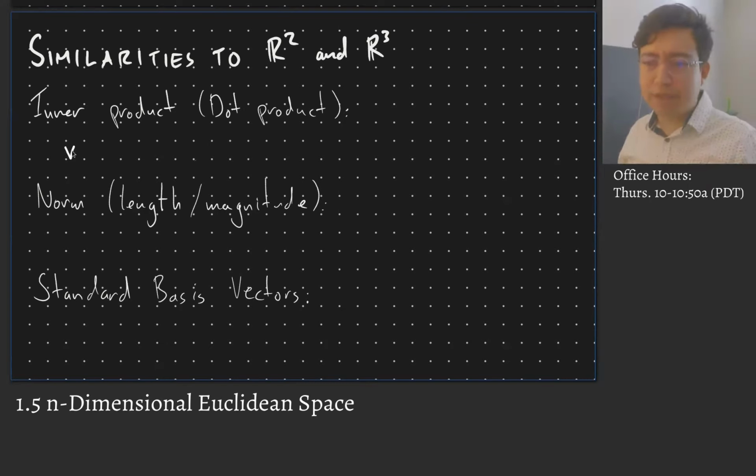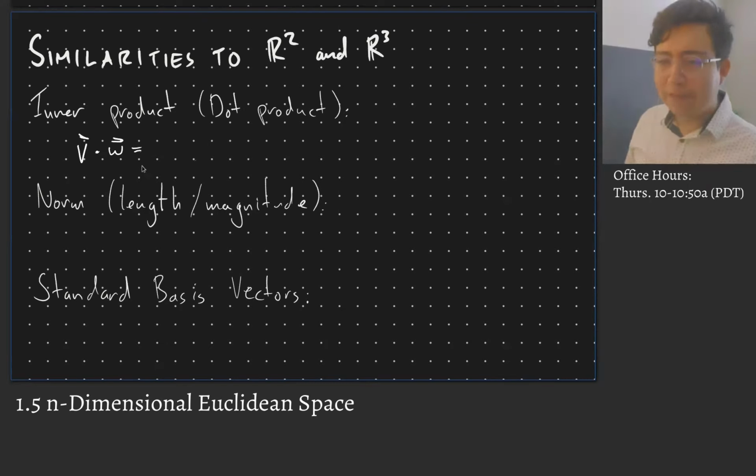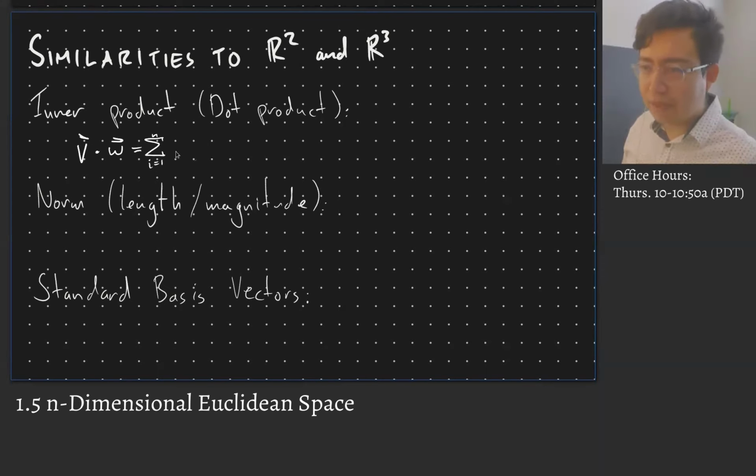So if we have v and w, we can take the dot product, right? The inner product, dot product, different words for the same thing. And the fancy way we would write this is using the notation of the sigma, which is when you take a big sum. So this is saying i goes from 1 to n of v_i w_i.